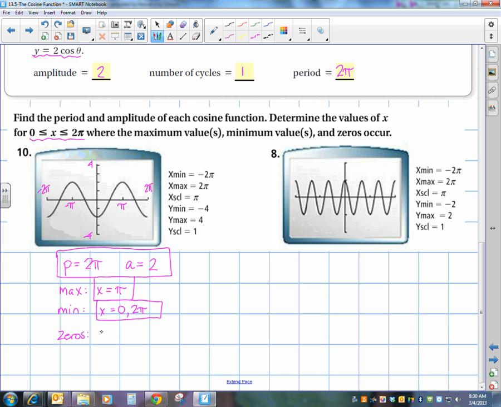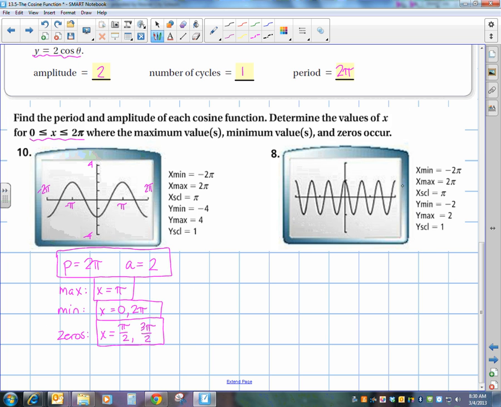So that means my 0 is when x equals pi over 2, and halfway between pi and 2 pi is 3 pi over 2. So that's where we have our zeros. Okay, look at this next one. That one is a little bit familiar, what you're used to seeing.